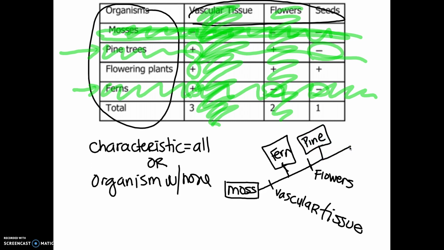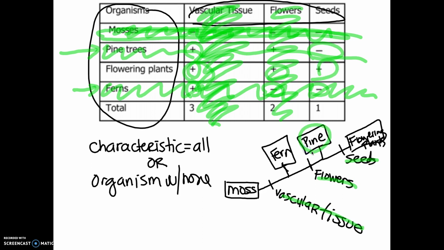Now we go back. What's our next? We just did an organism, so characteristic. Sorry. And the next characteristic, the only one left, is seeds. And last would then be flowering plants. Now we can double check this. Do flowering plants have seeds, flowers, and vascular tissue? And they do. Flowering plants have all three.